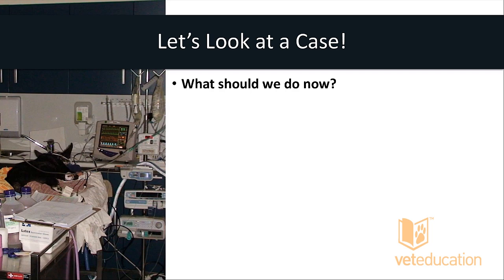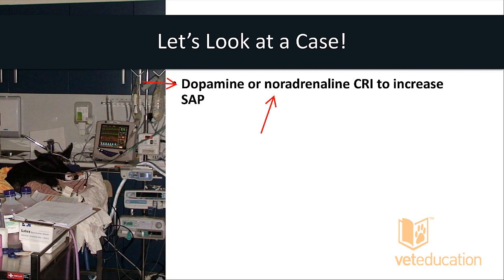So now what do we do? What are we going to do? Well, what we could do is put him on an infusion of a vasopressor, either dopamine or noradrenaline. Now, the literature suggests that noradrenaline is a better choice for dogs. A little bit less is known about cats, but certainly for dogs, outcomes are found to be better, certainly in human medicine. We suspect the same in dogs as well, with fewer side effects.